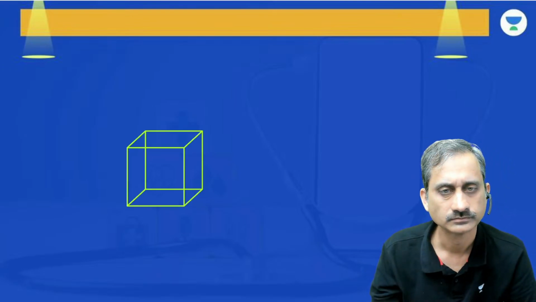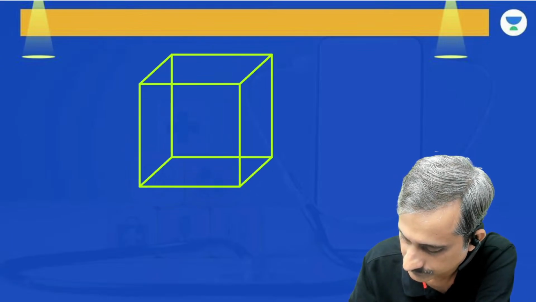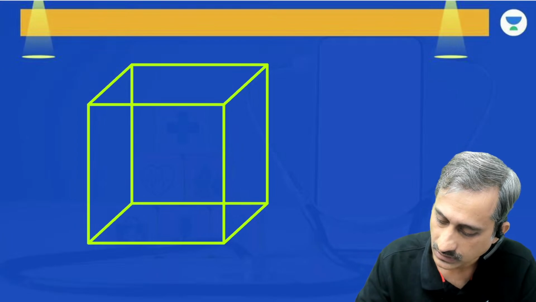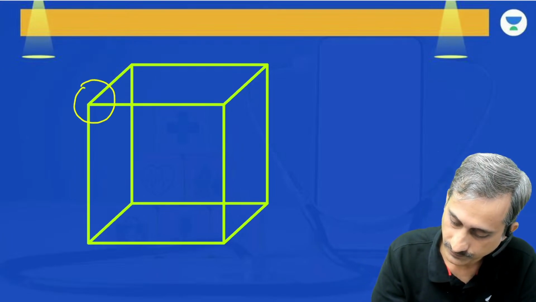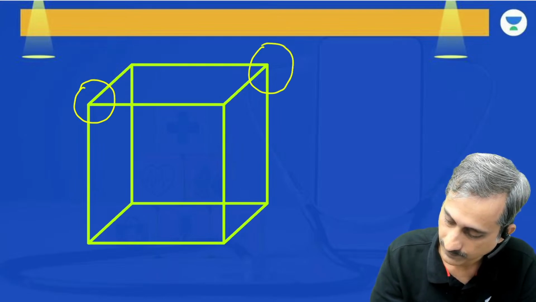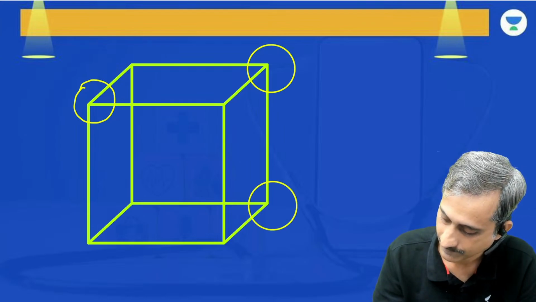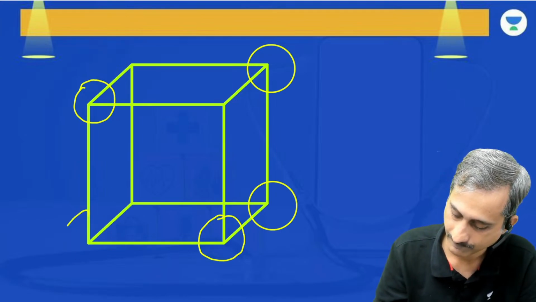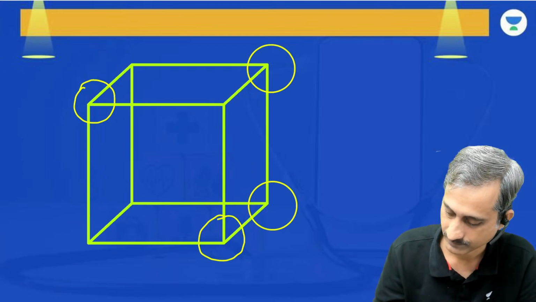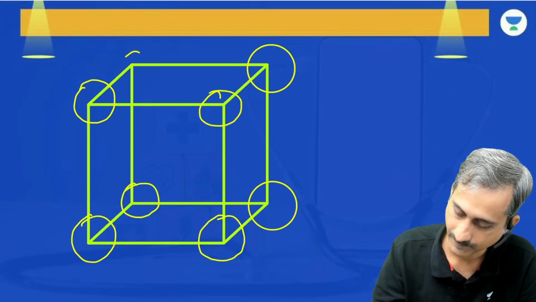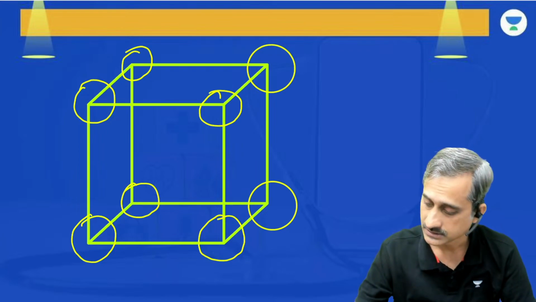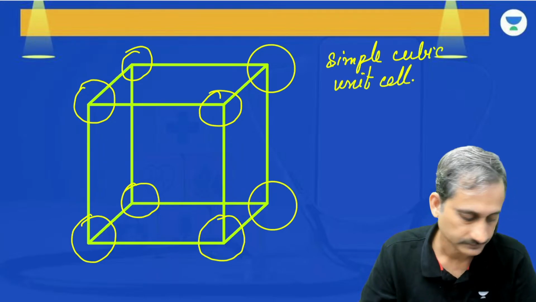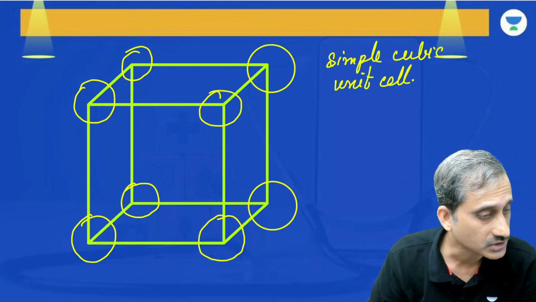Let's consider a cube. This is the cube. Now here we have the particles on the corners. So this is a simple cubic unit cell. This is a simple cubic unit cell.